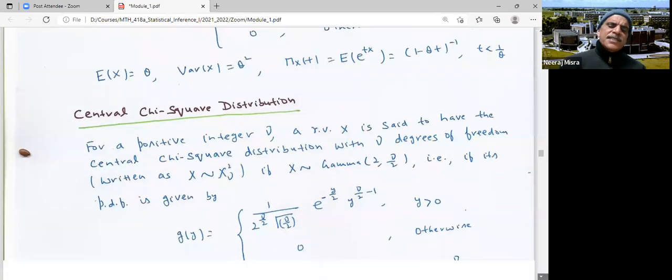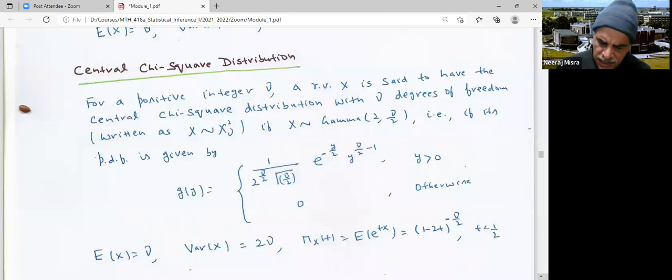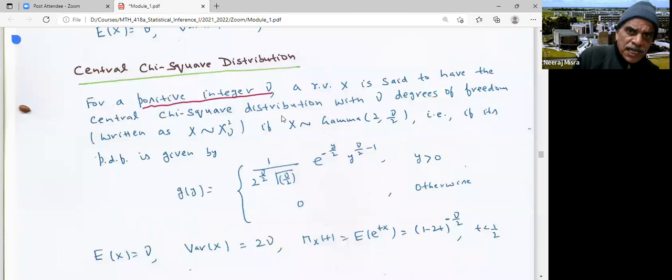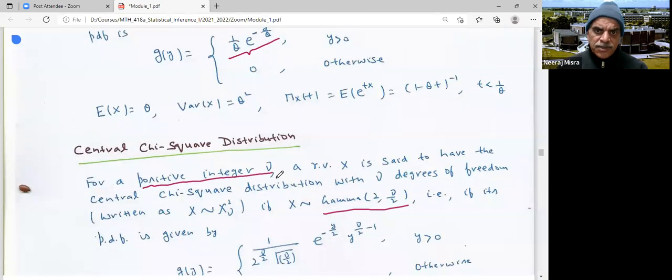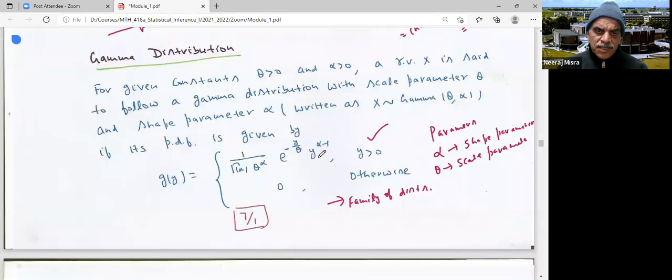Now let's consider another particular case of the gamma distribution, which is the chi-square distribution. I would say that a random variable x has a chi-square distribution with nu degrees of freedom, where nu is a positive integer. For any positive integer nu, a random variable x has a chi-square distribution with nu degrees of freedom, which I write down as x has chi-square nu, if the distribution of x is gamma nu by 2, 2. So if in the PDF of the gamma distribution you put alpha as nu by 2 and theta as 2, you get the chi-square distribution.